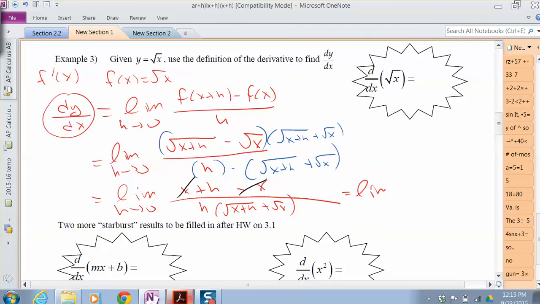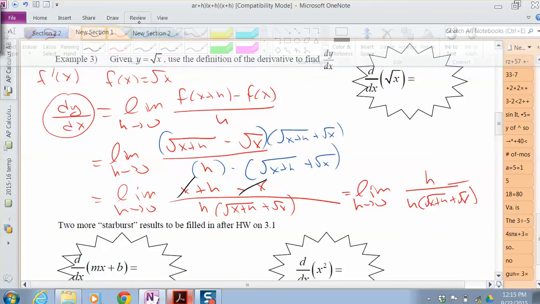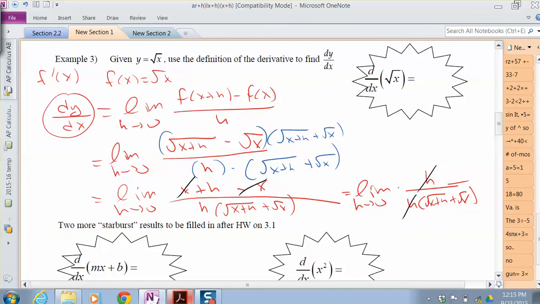So I got myself the limit as h approaches 0 of h over h times (root x plus h plus root x), and my h's will cancel. And now, that's just 1 over all that. I get 1 over 2 root x. So I believe there's going to be a homework problem that will involve that as well, and you could just use that derivative straight up.